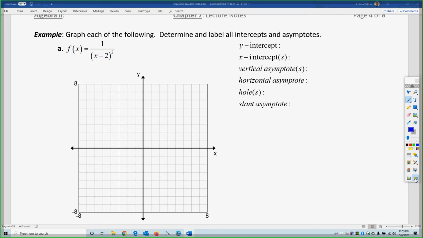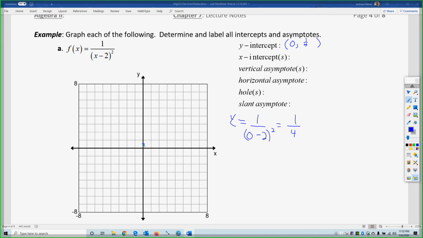Okay, so as far as the y-intercept goes, by definition, x must be 0 for all y-intercepts. So if I take the function and I plug in 0, I get y equals 1 over (0 minus 2) squared, or 1 over 4. So (0, 1/4) is the y-intercept for this particular graph. So estimate a point approximately right there. It's a little off, but that's fine.